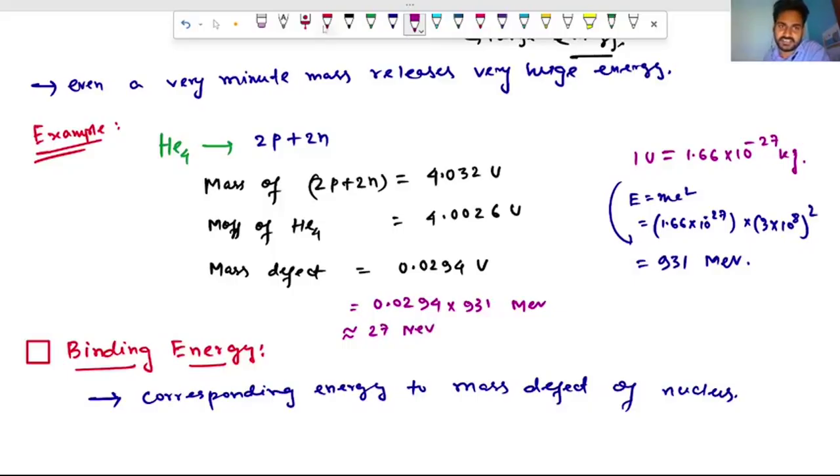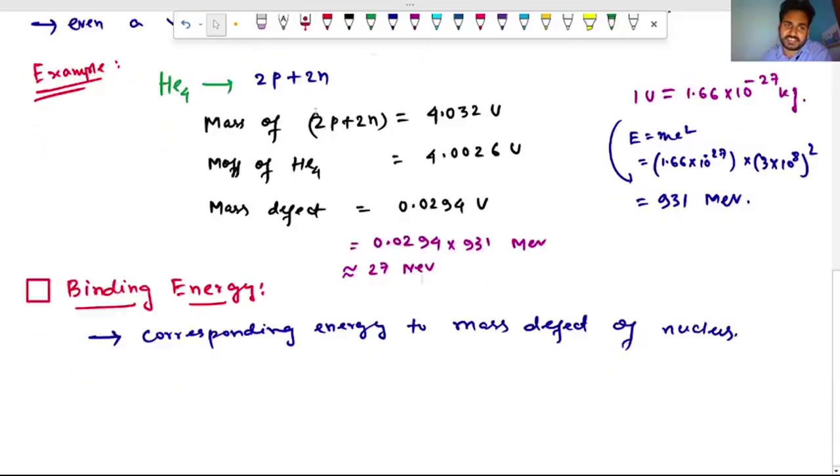Now just imagine how small the mass was. It is 0.0294 U. In kg, it is 1.66 × 10^-27. A very small mass, isn't it? Just imagine how small this mass is, and this is giving 27 mega electron volt. Mega means 10 to the power 6. So as I have written here, even a very minute mass releases very huge energy. So this is the proof.